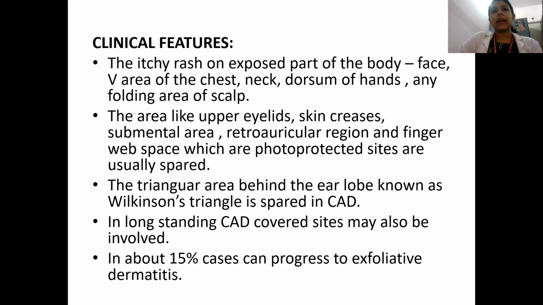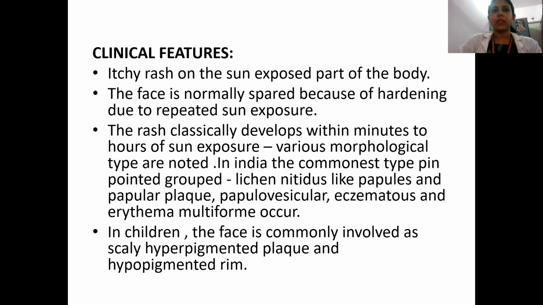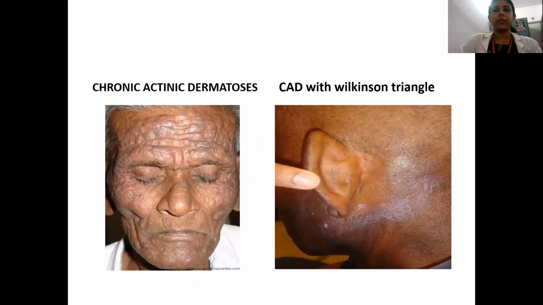Now, the triangle area behind the earlobe, known as Wilkinson triangle, is spared in CAD. We saw Wilkinson triangle before. I'll show it. So this is Wilkinson triangle. It is seen behind the earlobe. Since this part is also protected from the sun, it will also be spared in CAD.